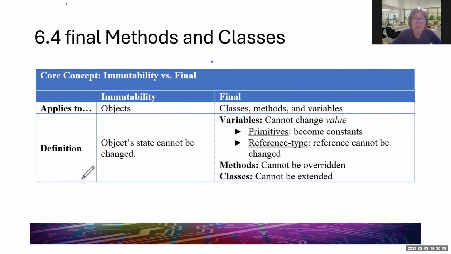Then let's compare the concept of immutability and the keyword final. Immutability is applied to objects, but the final keyword, if you recall, we can apply to classes, methods, and variables. The definition of immutability is that the object state cannot be changed. For example, the String class is immutable.